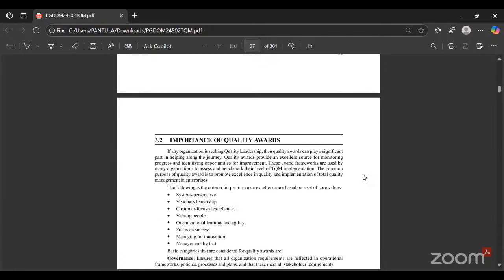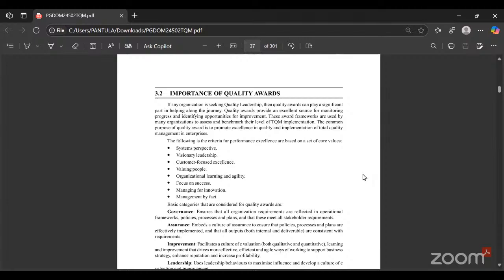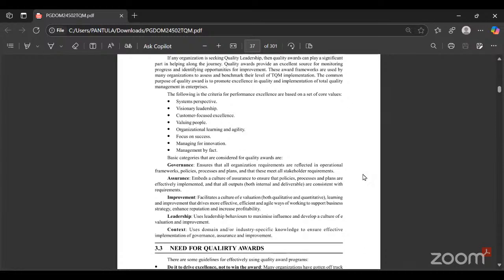The important concepts of the quality award are systems perspective, visionary leadership, customer-focused excellence, valuing people, organizational learning and agility, focus on success, managing for innovation, and management by fact. The basic categories considered in the quality awards are governance, assurance, improvement, leadership, and context.